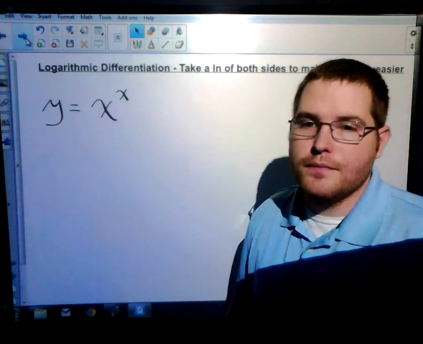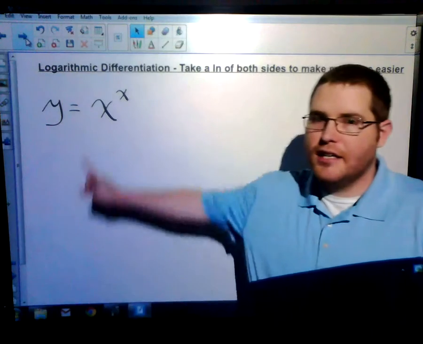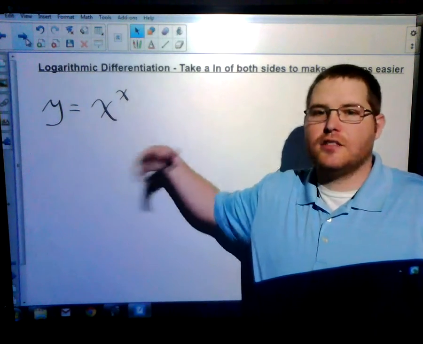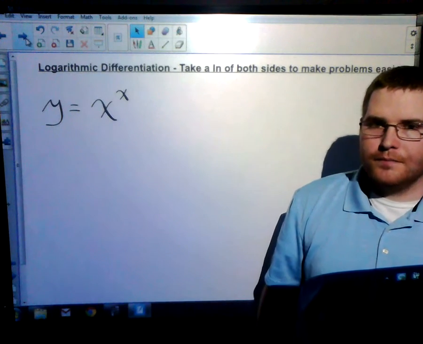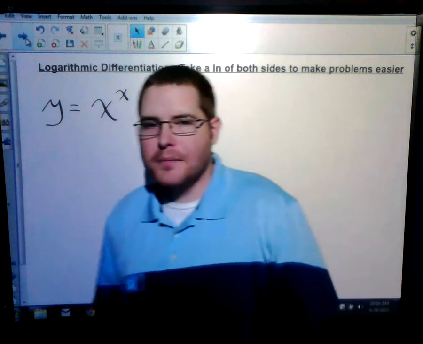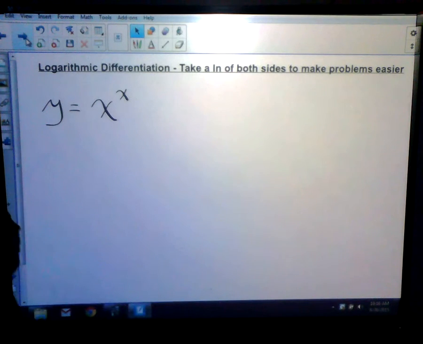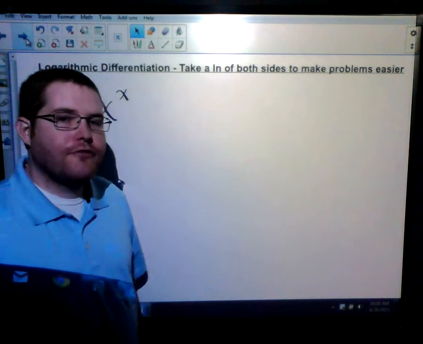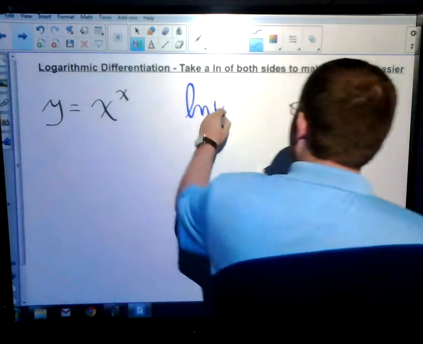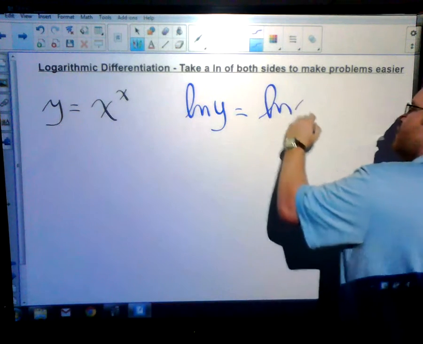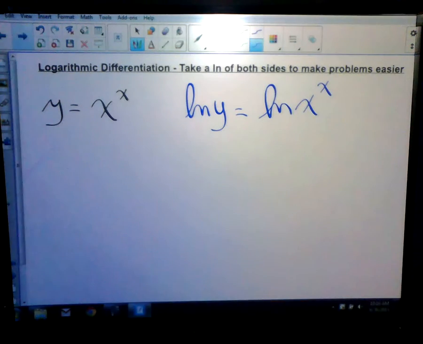Take a look at this problem. This is not exponential because it's not e to the x or 5 to the x or 13 to the x. It's x to the x. I can't do this problem. But can I rewrite this problem to get rid of an exponent? What is the inverse of exponent? What function cancels out exponent? Natural log. I'm going to take a natural log of both sides. Okay? That's legal because I did the same thing to both sides.